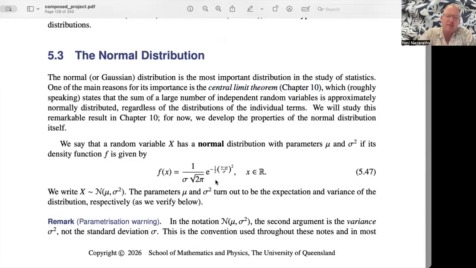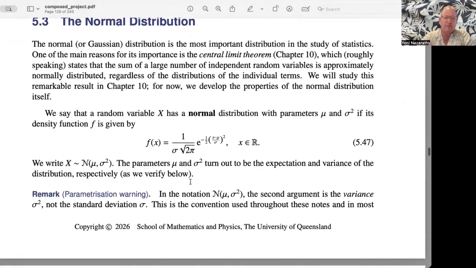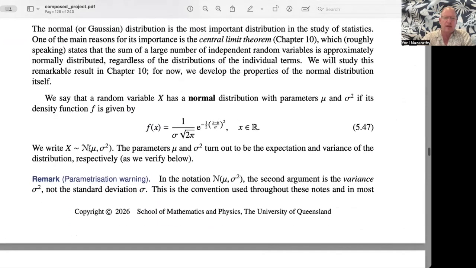It's a probability density function that has this form, and it's defined for any value x. So the support is all the real values. It has two parameters, mu and sigma, which happen to be the mean and the standard deviation, respectively. And what we're doing is the exponent of minus half of (x minus mu divided by sigma) squared, and there's also this normalizing constant here. And we write it like this.